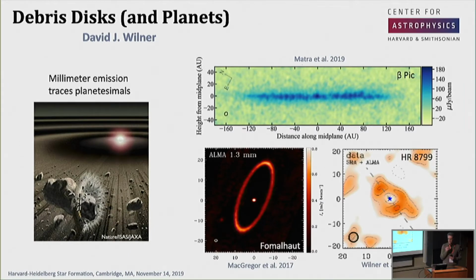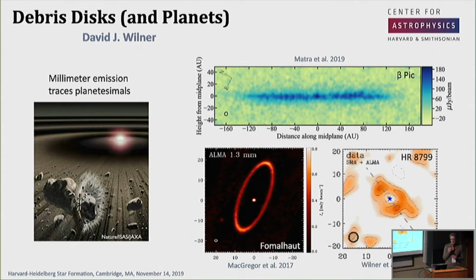Okay, so I'm David Wilner. I'm an astronomer here at the CFA. I've been working on various issues in star and planet formation for a long time, mostly using observations at millimeter and radio wavelengths. And much of my attention for the last few years has been focused on debris disks. These are the very tenuous disks around main sequence stars that result from the collisional grinding of planetesimals, analogous to asteroids and comets in our solar system, left over from the planet formation process.